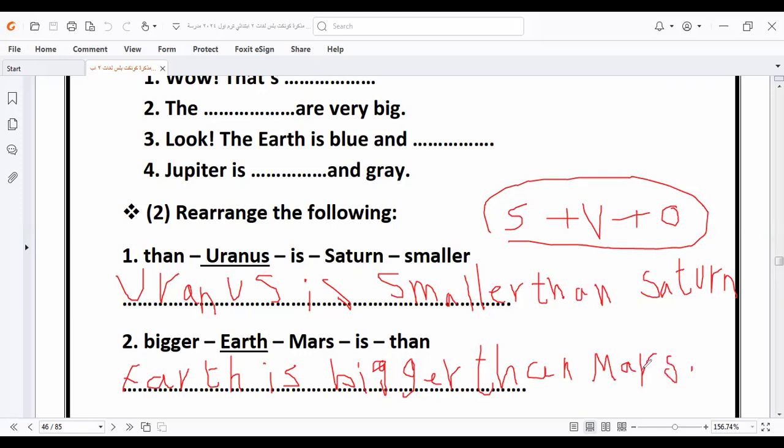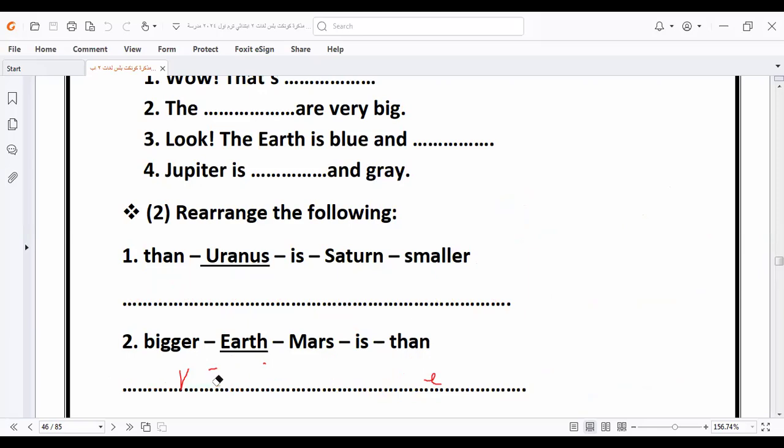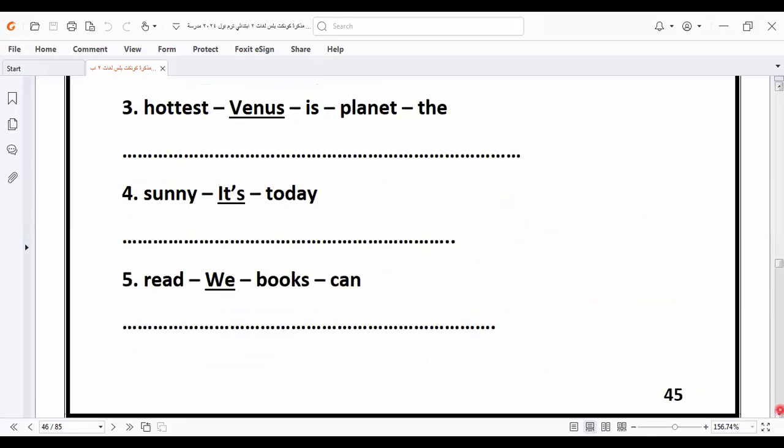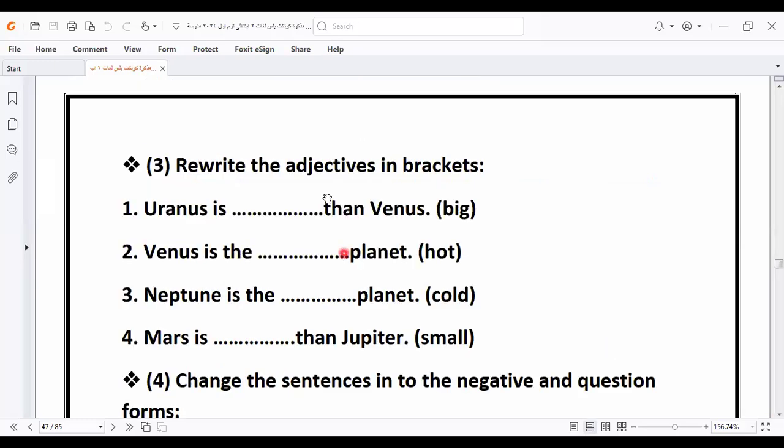The first step at the end of the session. Let's go to answer the next question. Here we have rewrite the adjectives. When we say redoing something, it means we do it again.